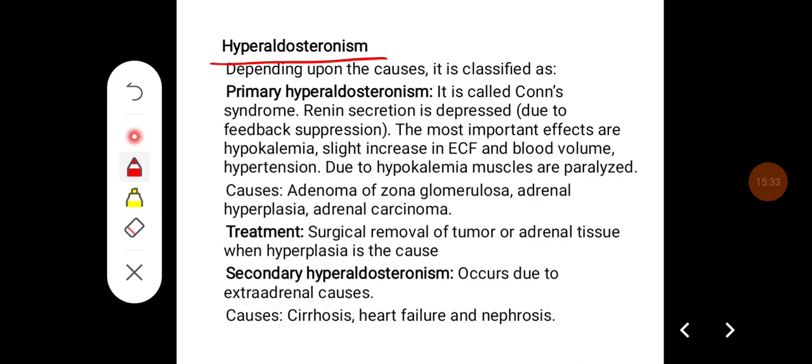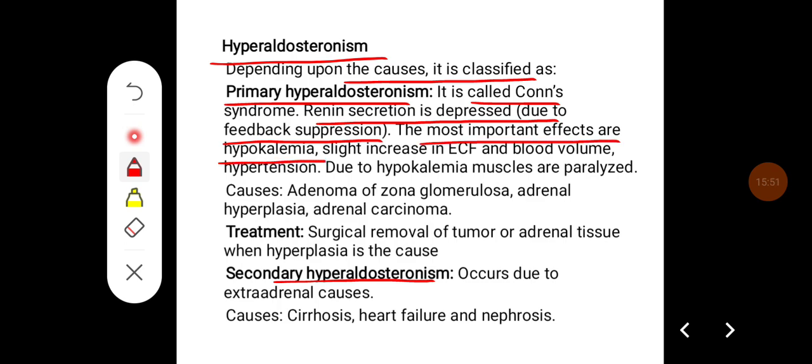Hyperaldosteronism, depending on the cause, can be classified as primary hyperaldosteronism and secondary hyperaldosteronism. Primary hyperaldosteronism is called Conn's syndrome, where the renin secretion is depressed due to the feedback suppression. The most important effects are hypokalemia, slight increase in the extracellular fluid and blood volume, and hypertension. Due to the hypokalemia, muscles are paralyzed.